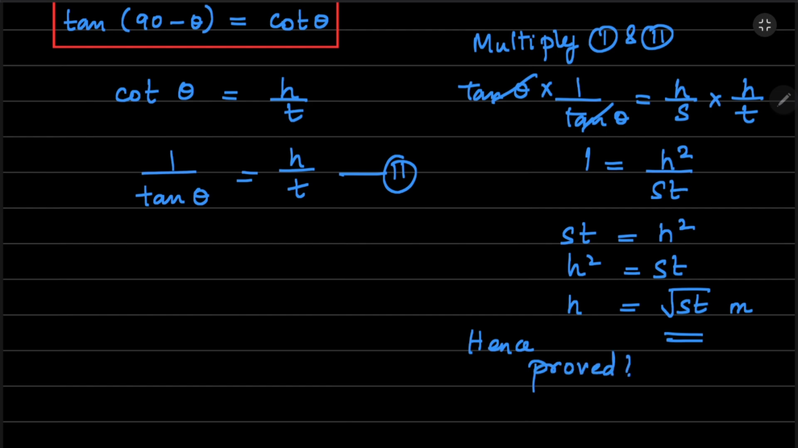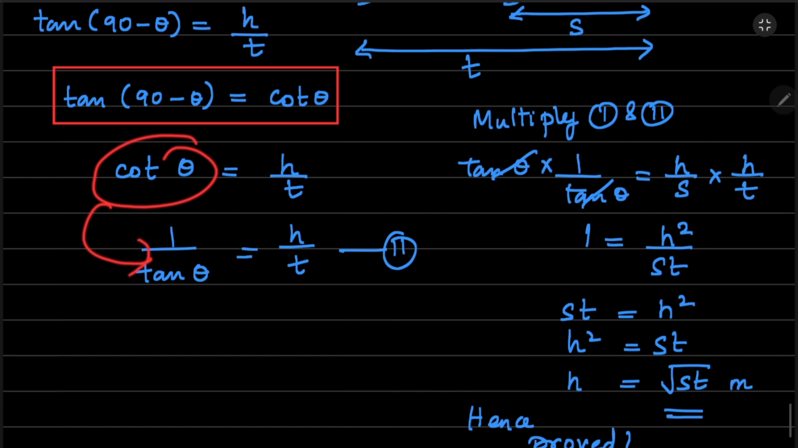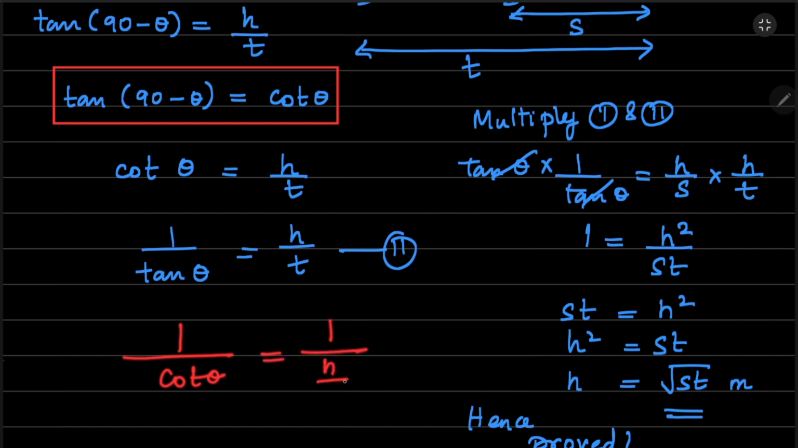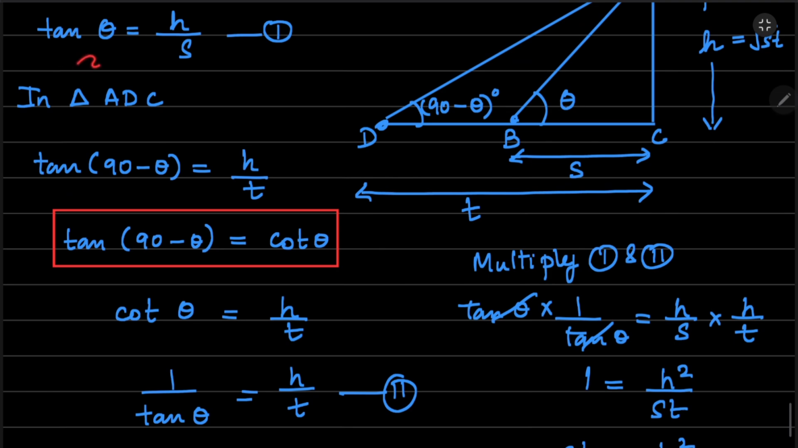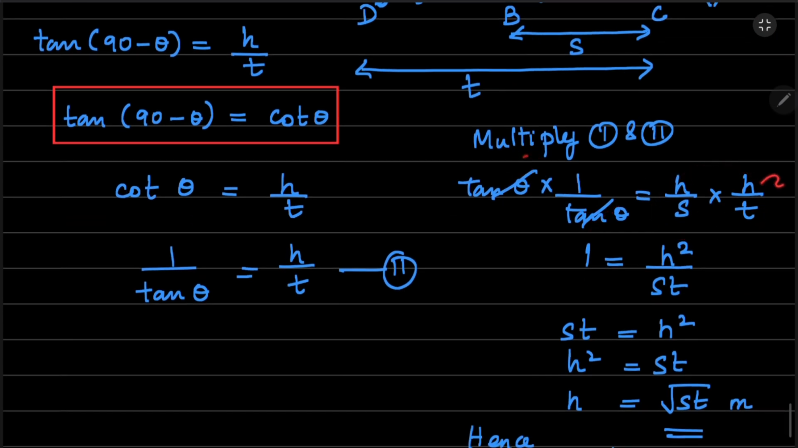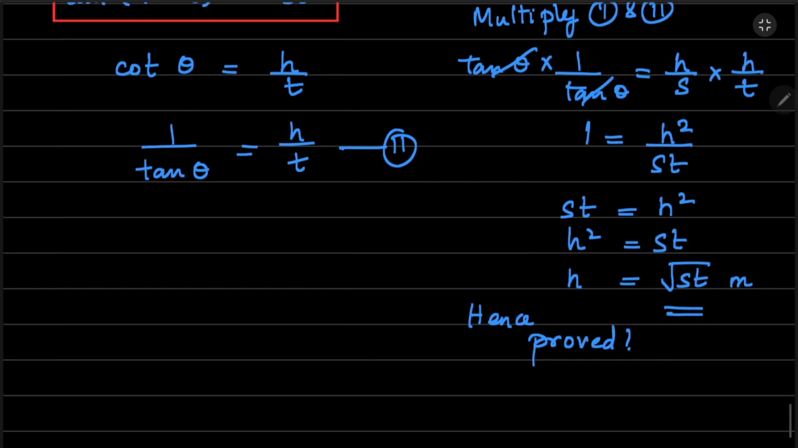So remember here, in place of cot I have written 1 by tan. I have not made any change. If I had written 1 by cot, then I would have written 1 by h by t, which is equal to t by h. Right? I hope this part is clear. We have not changed the value at all. We have just written cot in terms of tan, which is 1 over tan, and multiplied that with equation 1. So tan into 1 by tan gives you 1. All you need is to eliminate theta and have everything in terms of height and the distance. I hope it is clear.